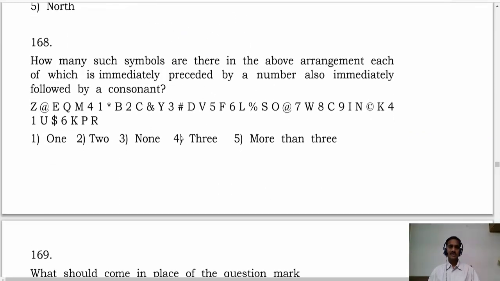Then 168. How many such symbols are there? Now in this 168, how many such symbols are there?